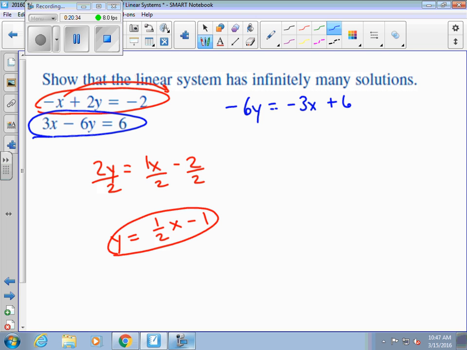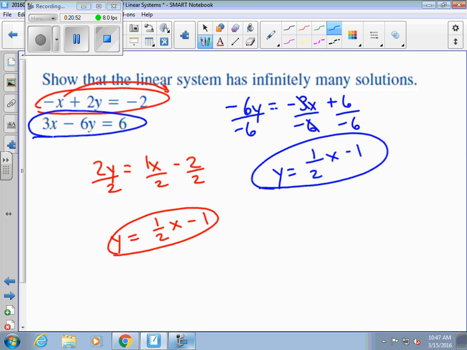Again, not quite y equals mx plus b. You need to divide by negative 6. Divide everything on the right by negative 6. Y equals a negative divided by negative is a positive. The number 3 goes into both of these. It goes into 3 once, and it goes into 6 twice. So 1 half x. And then a positive divided by negative is a negative. 6 divided by 6 is 1. So just at this step right here, before you graph anything, you can see that the equations are exactly the same. Y equals 1 half x minus 1.